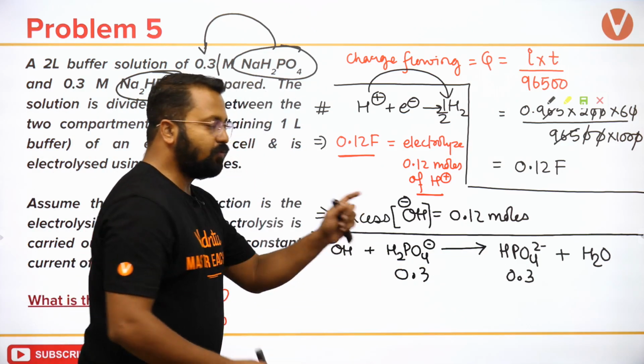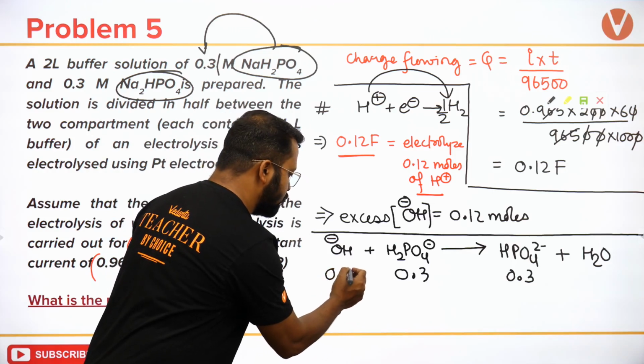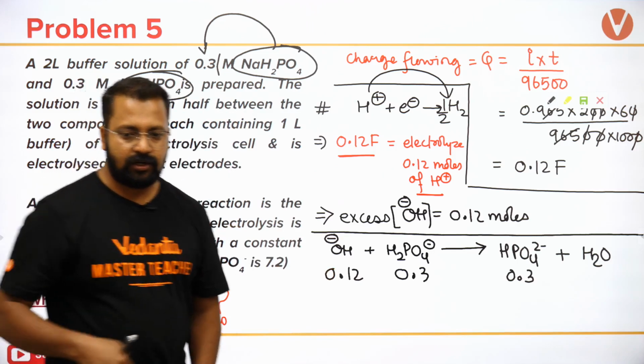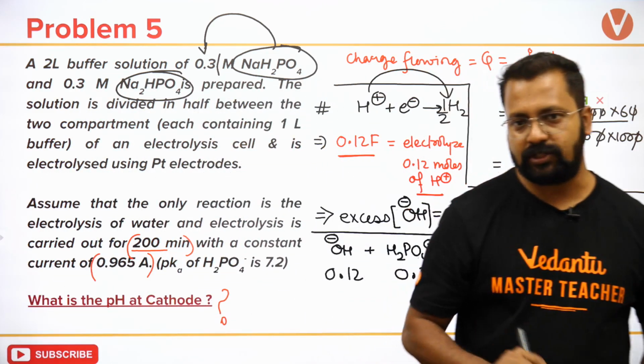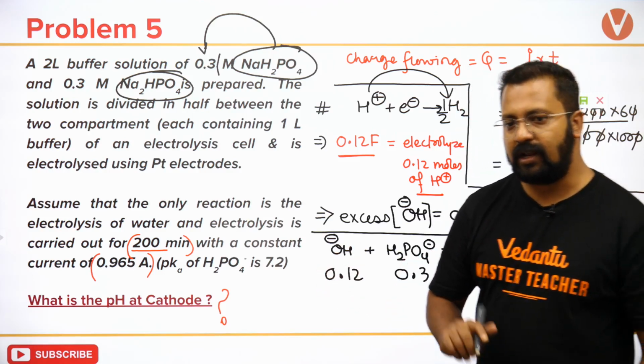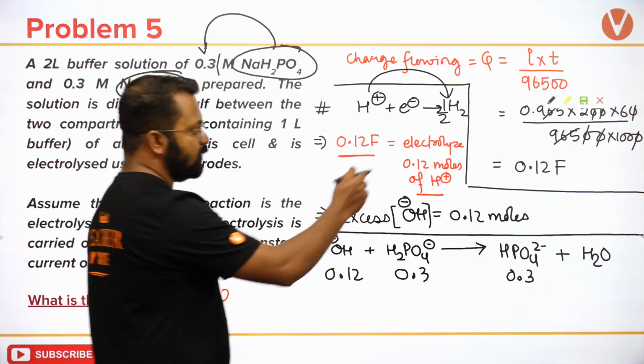What is the amount of excess OH minus ion? 0.12. So, which is the limiting reagent? Between these two reactants, which is the limiting reagent? Limiting reagent concept आपने पढ़ा है. What is the limiting reagent over here?